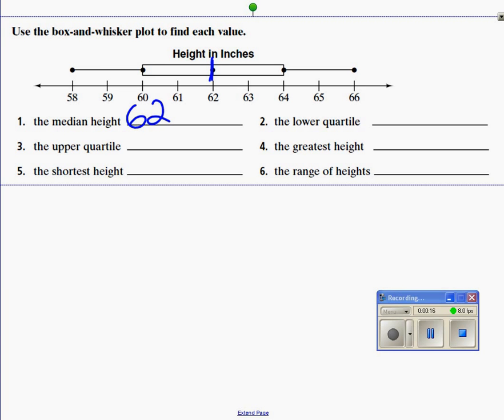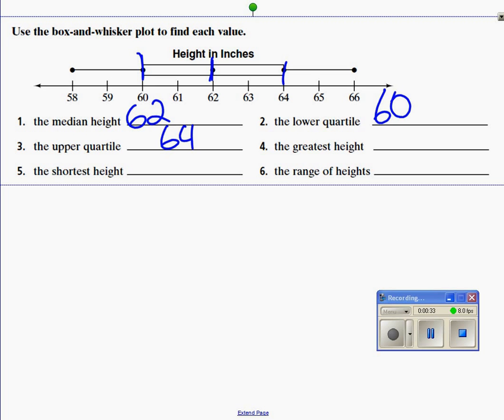So it'll be 62. The lower quartile is the median of the lower half, which is going to be the left side of your box. So that's 60. The upper quartile is the other side of the box. So that's going to be 64.